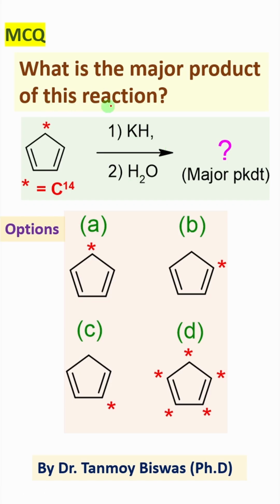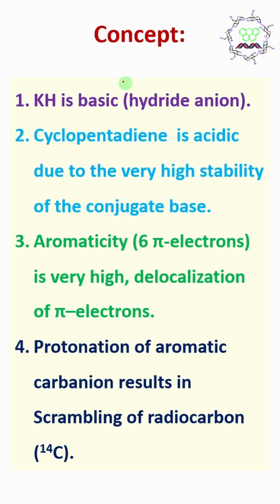Now, what is the major product of these reactions? The first step is treatment with KH, potassium hydride, and the second step is water, meaning protonation. So what happens in this case? Let's learn the basic concept associated with this problem.